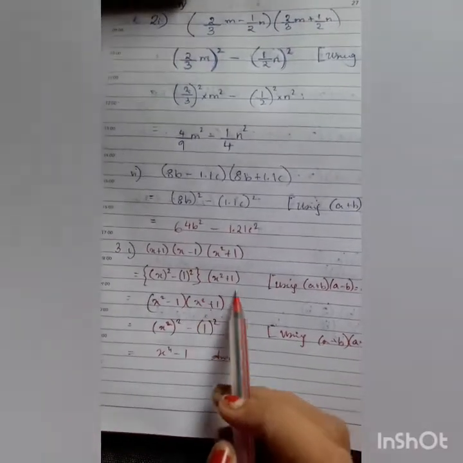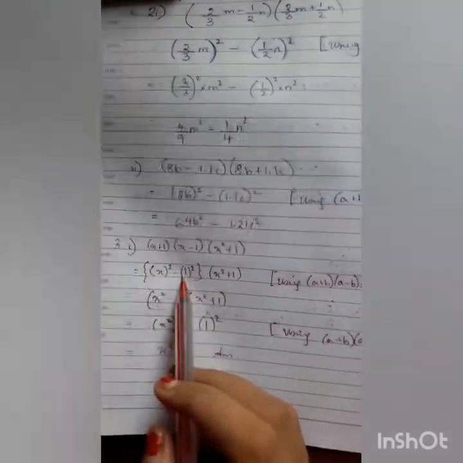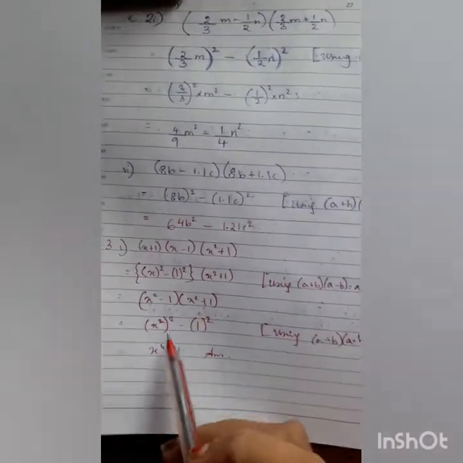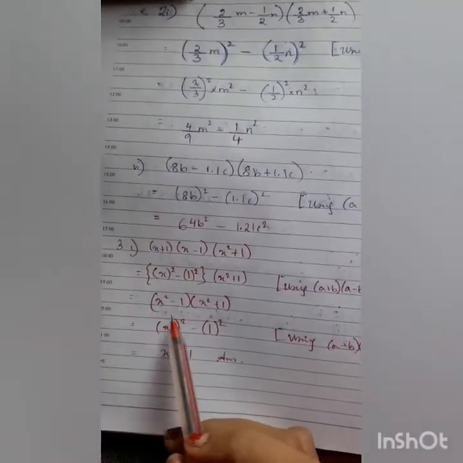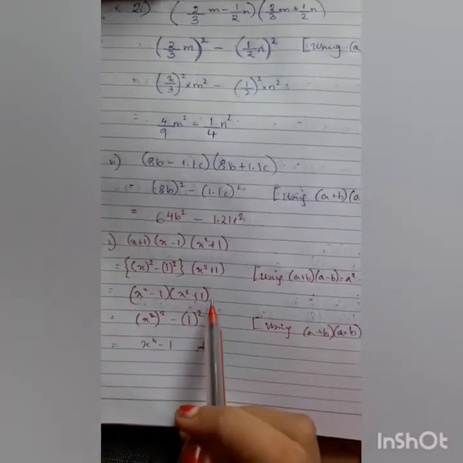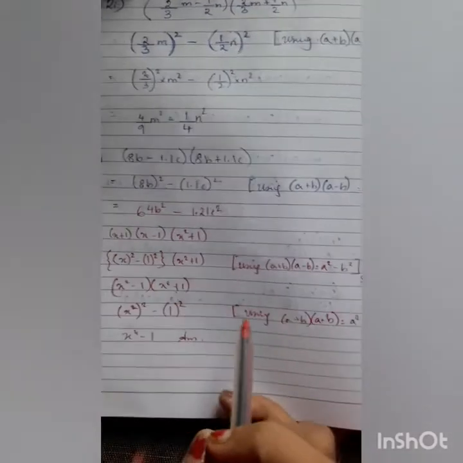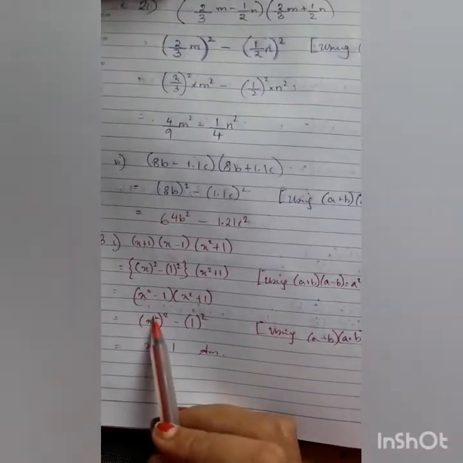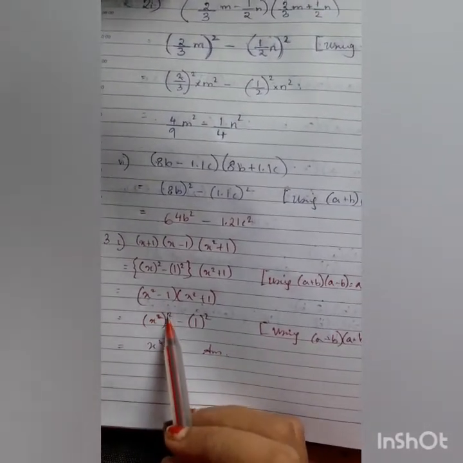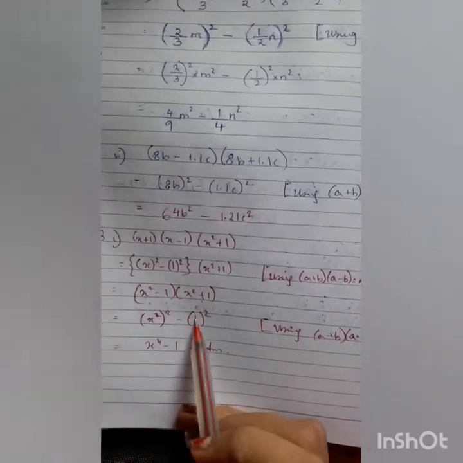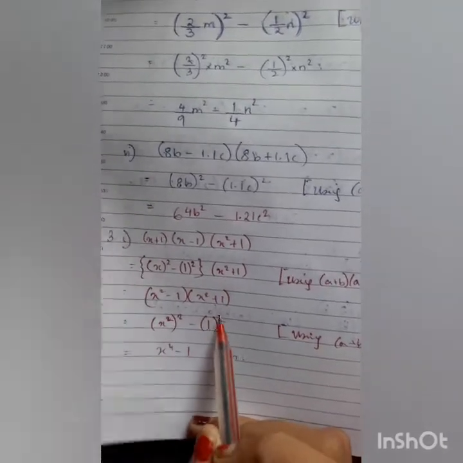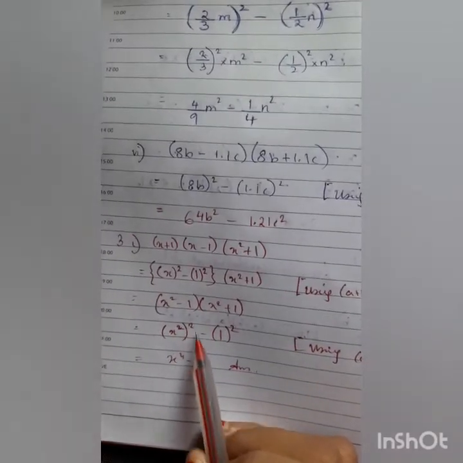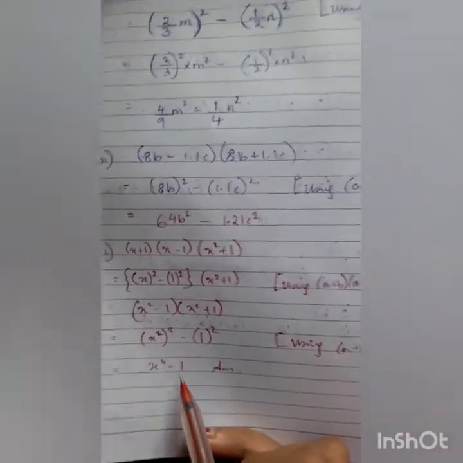Then second bracket close, x square plus 1. So this becomes x square minus 1 into x square plus 1. So x square minus 1, x square plus 1 again can be used as a plus b and a minus b. So first term is x square whole square minus second term is 1 square. 1 square came out as 1 only. X square whole square is x to the power 4 minus 1.